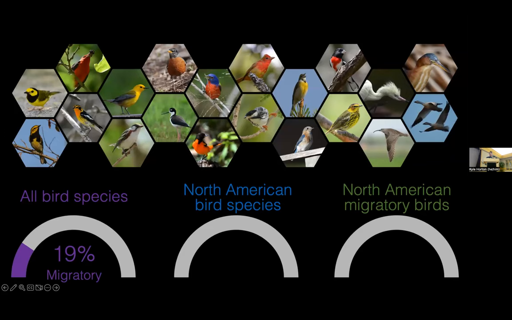In North America, again, harsher climate, birds are going to get pushed out during the winters. They're going to get pulled in from resources in spring and summer. About 70% of birds in North America are considered migratory.